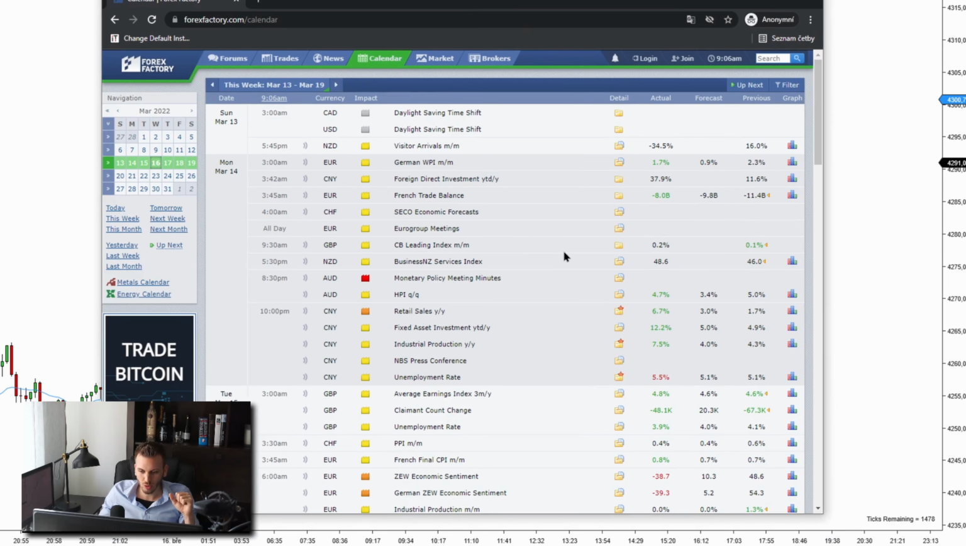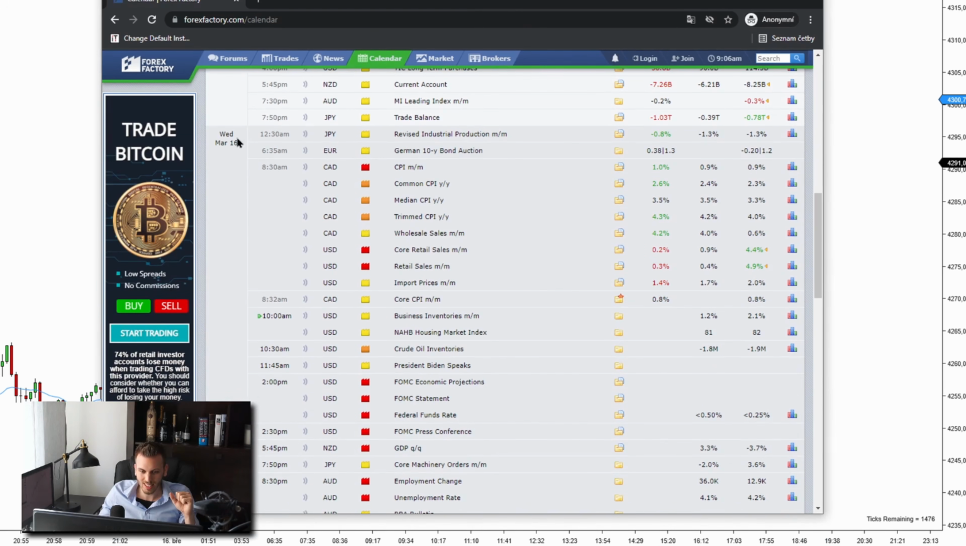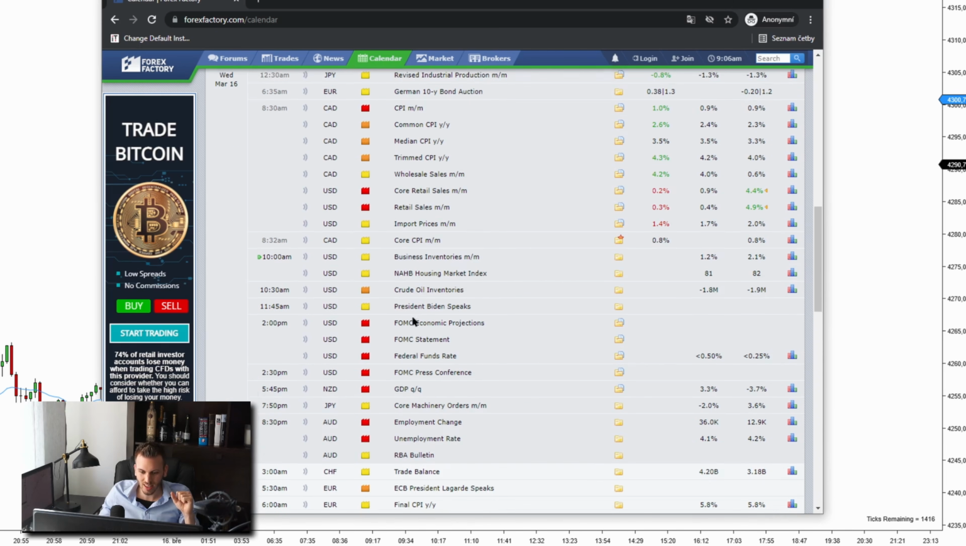Now, as I scroll a little bit lower and lower, I can see that this is Wednesday, March 16, and I'm paying attention to the red high impact news. I can see that there is a FOMC announcement today, which is the biggest news announcement, which a lot of times completely affects the market. So that means that once I'm approaching the time of these news, I'm staying on the sidelines and I'm not taking any trades. You really don't want to be taking entries 30 minutes before FOMC.